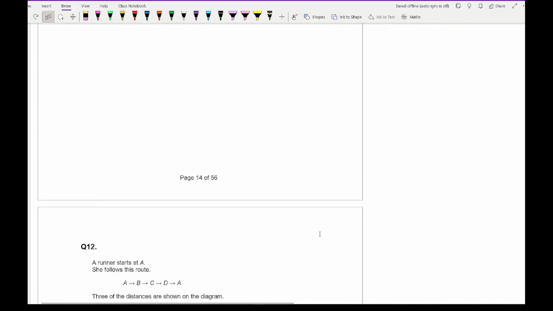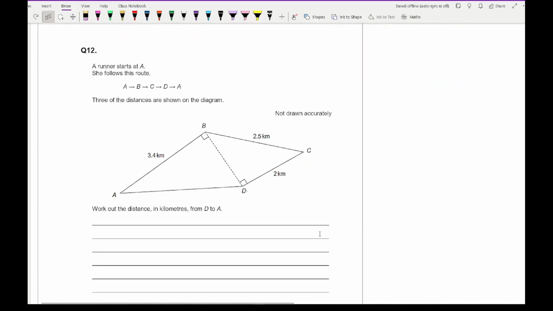Moving on to question 12, it says that a runner starts at A and she follows the route A to B to C to D to A. The 3 distances are shown on the diagram, and the question is asking to work out the distance in kilometers of D to A. Now for this, what we need to do is this is going to be a 2-step Pythagoras question. So we've got 2 right angle triangles.